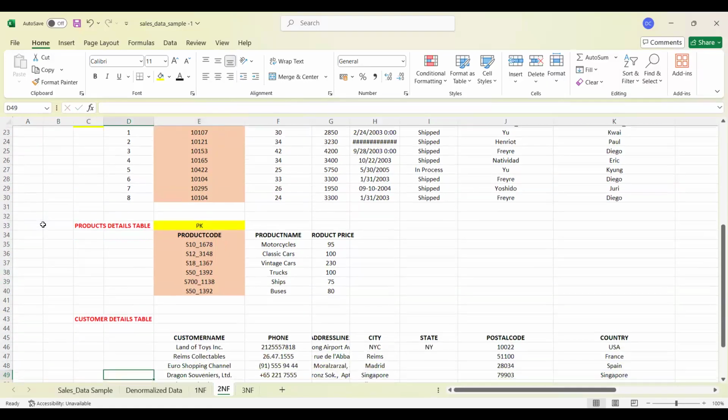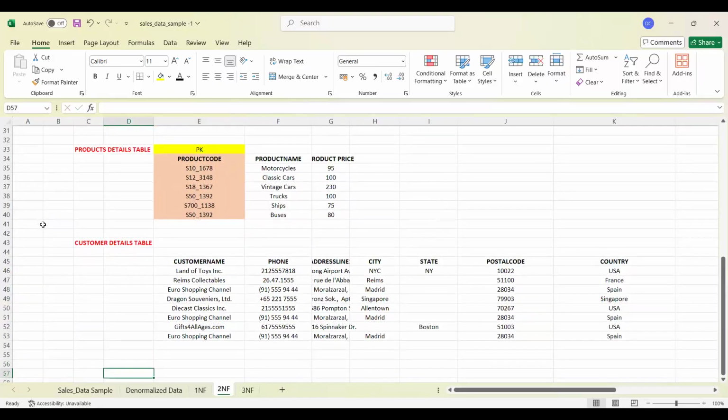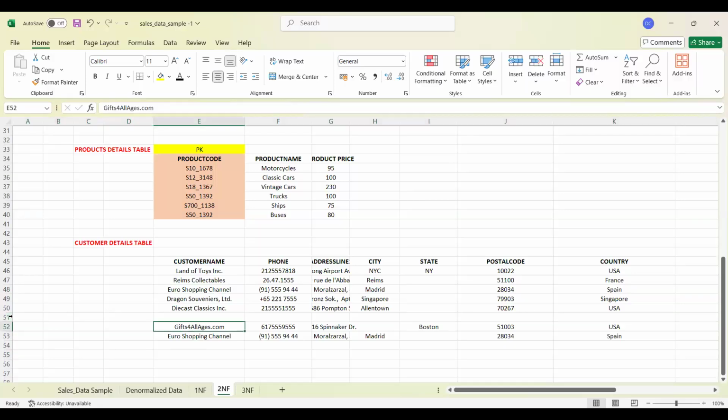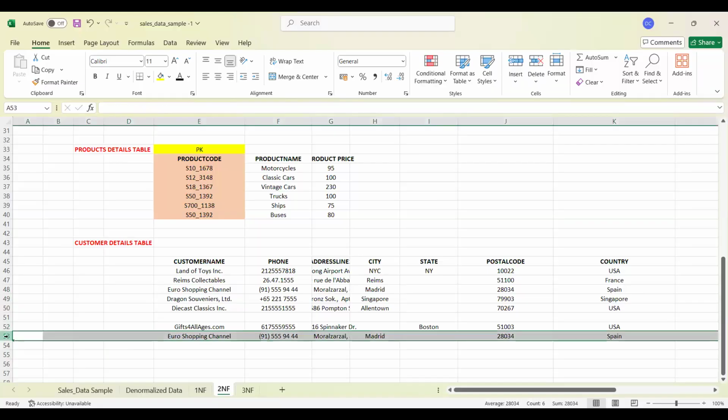In the same way, I have the customer details table. You can see here also the data will be repeating. Here customer names, in the sense in this particular data set, are not individual customers. It is something like some stores. Okay, so you can see Euro shopping channel, we will have the same details in the complete row. So basically I will remove this also, right? In the same way, here this is also the same. Correct? I can remove.